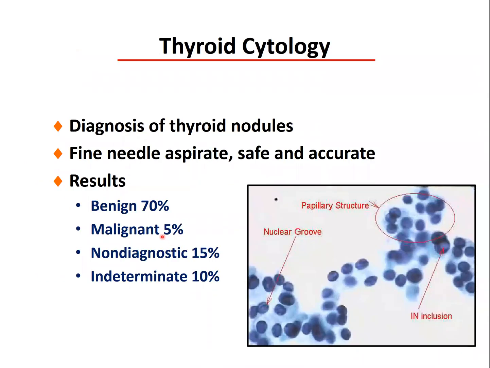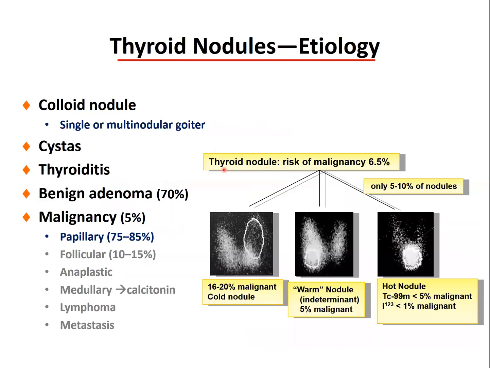The cytological evaluation of the thyroid nodules is used to diagnose tumor. When we do the fine needle aspiration, of course using ultrasound guidance, the aspiration will show us what kind of cells we have. Mostly, about 70% of thyroid gland tumors are benign, only 5% are malignant, and some other non-diagnostic or indeterminate aspirations make up about 10%. So as you see here, mostly benign tumors can affect the thyroid gland.